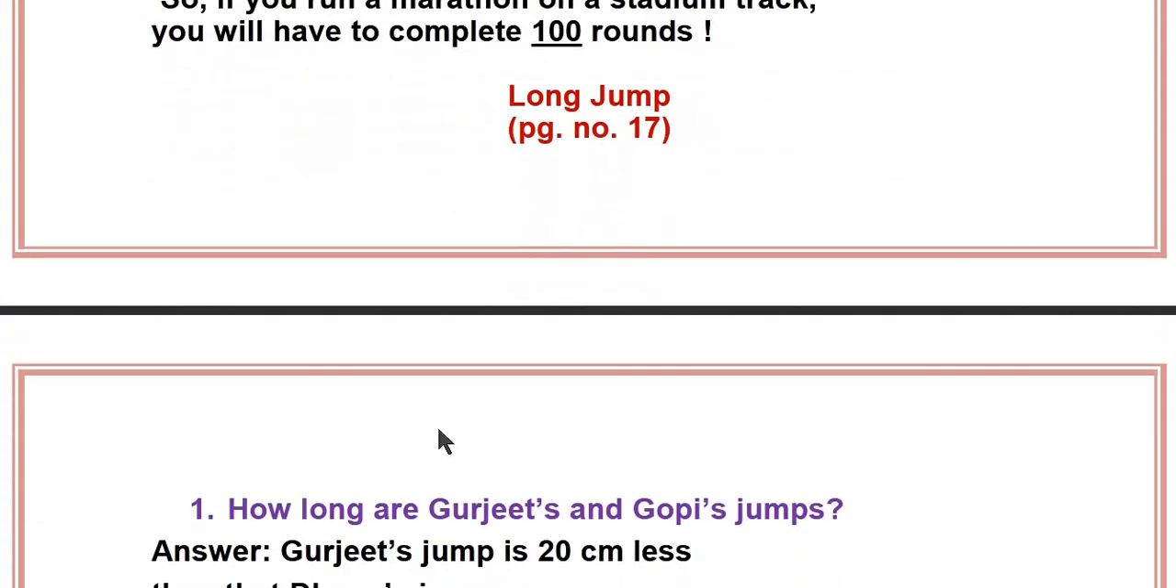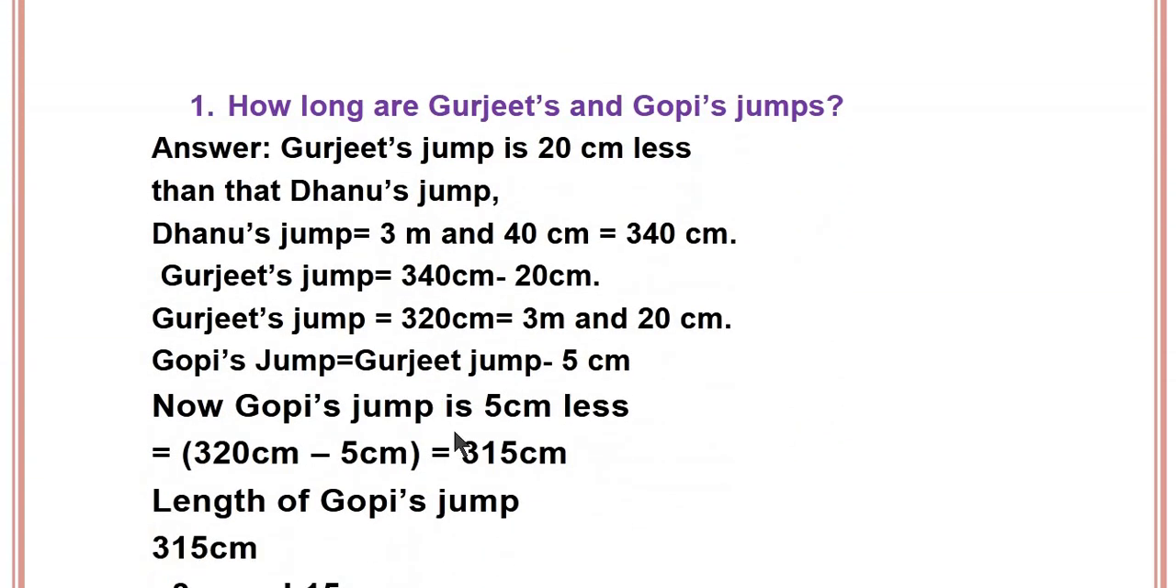Long jump. Page number 17. How long are Gurjit's and Gopi's jump? Gurjit's jump is 20 centimeter less than Dhanu's jump. Dhanu's jump is 3 meter and 40 centimeter, which is equal to 340 centimeter. Gurjit's jump is equal to 340 centimeter minus 20 centimeter. So Gurjit's jump is 320 centimeter, which is equal to 3 meter and 20 centimeter.